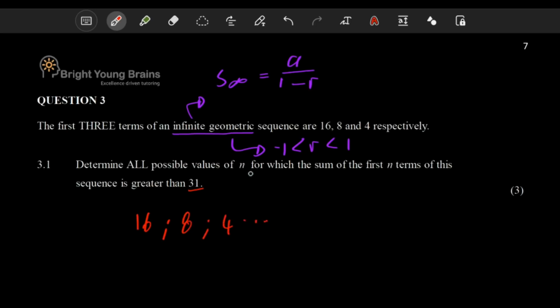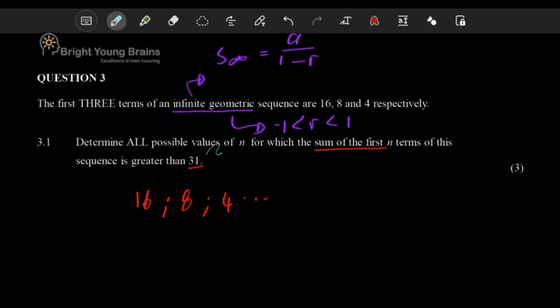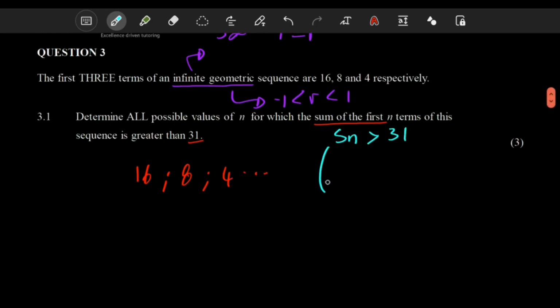They say to determine all possible values of n for which the sum of the first n terms of this sequence is greater than 31. So without overthinking anything here, you basically want to work out where Sn is bigger than 31, of which we already know that Sn is just your geometric number pattern Sn formula. So this is a, and then r to the power of n minus 1, the whole thing over r minus 1.